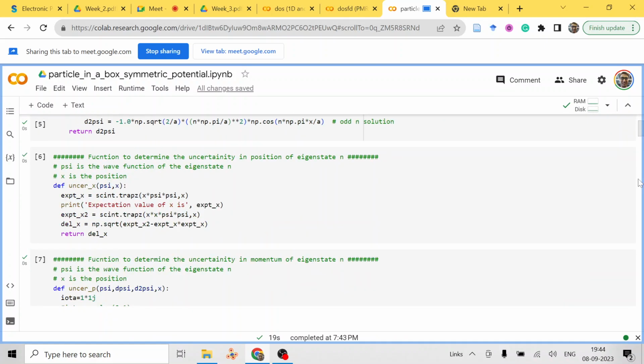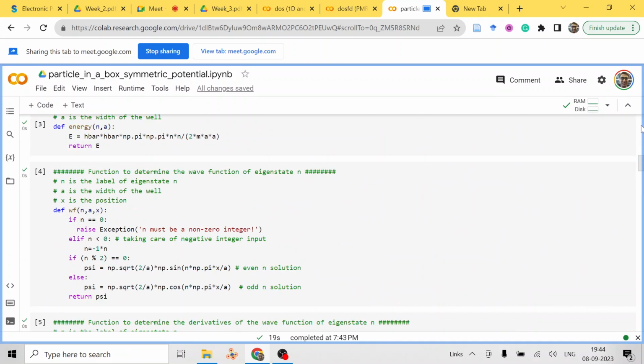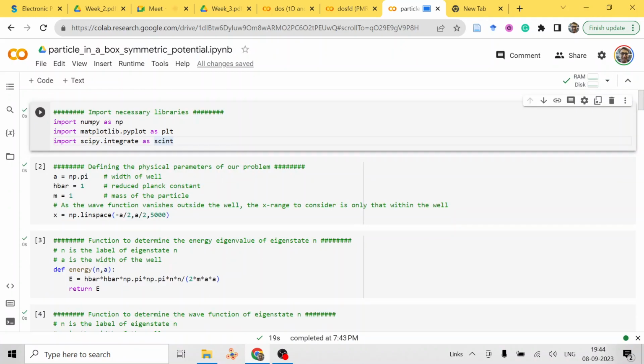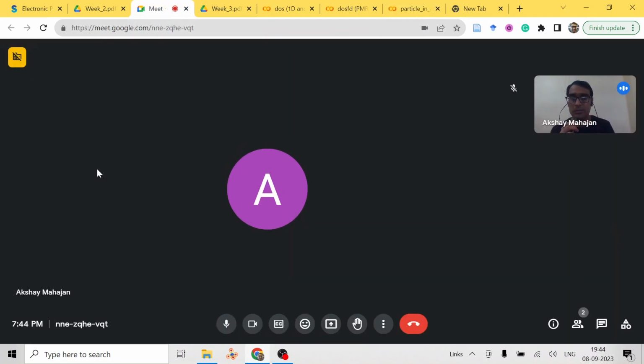Okay, so this code will be shared, so you can just play along with it and try to see. You just stop sharing. Alright, and then you can try and see how things are different from our normal, from our periodic infinite square well, where we have taken it from 0 to a instead of taking it from minus a by 2 to a by 2. Alright, let me just go and share the screen now.